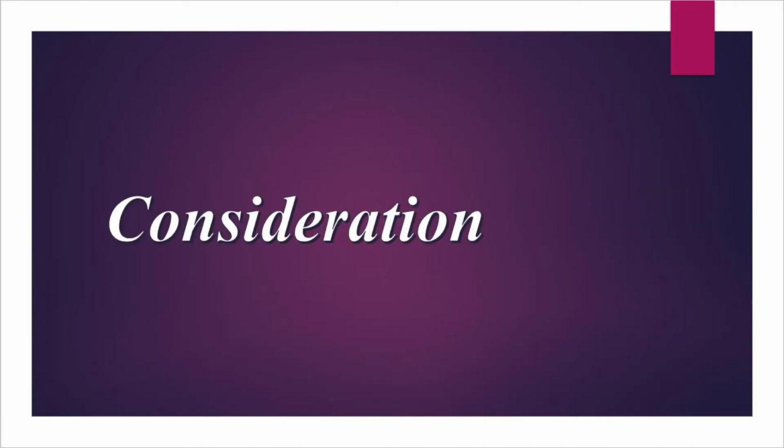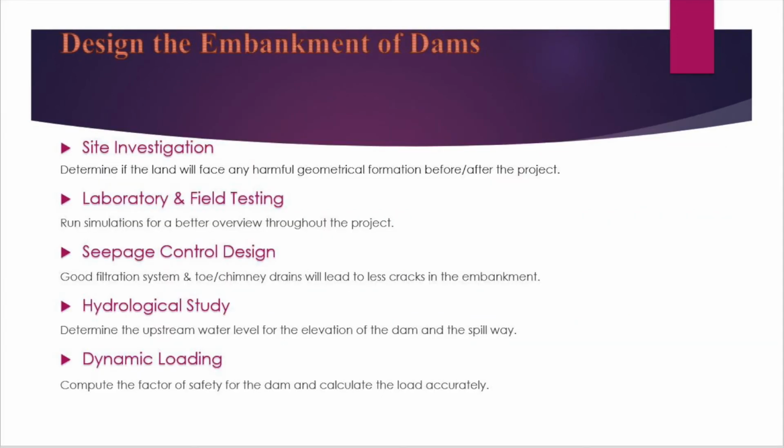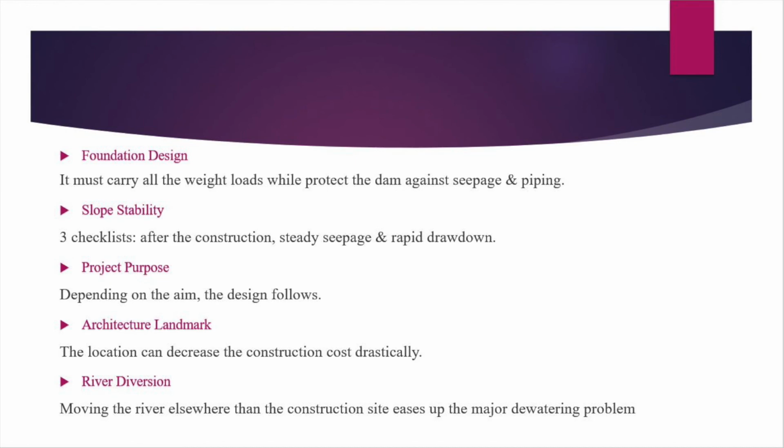Before we move on to build a dam, we must first study the statistical failures that will possibly happen, which are overflowing, material structure failure, foundation instability, unpredictable nature's settlements, inadequate maintenance, and incompetent filtration system. Therefore, these elements are made to be kept an eye out. Site investigation, field and laboratory testing, seepage control design, hydrological study, dynamic loading, foundation design, slope stability, project goal, landmark, and river diversion. Even if we can only bend what we could, the rest are elevated to a satisfactory level.